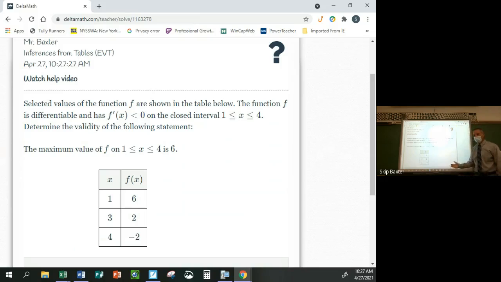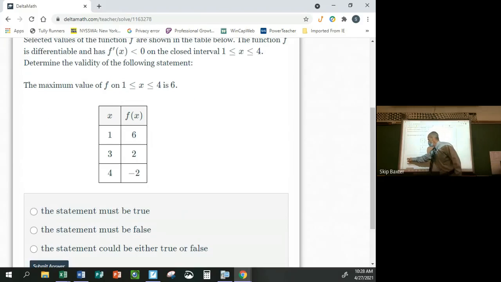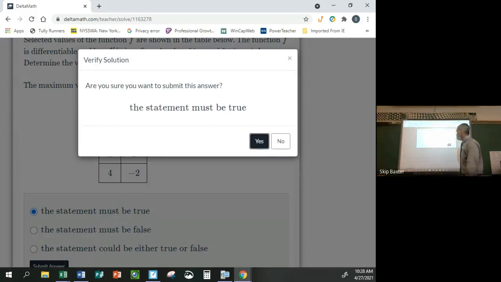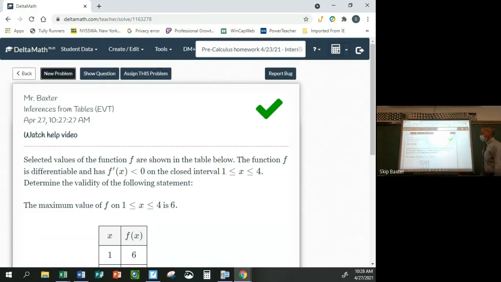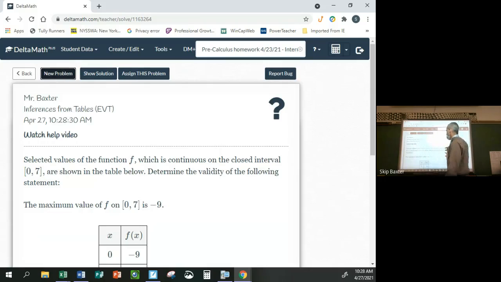Does that have to be true, or could it be true, or does it have to be false? It has to be true, because that's the leftmost point, and this function is strictly decreasing from left to right. So if that's the leftmost y value, that's the highest it possibly gets, and that's what the maximum value is. So this statement's definitely true. Okay, let's see if there's a different type of question.